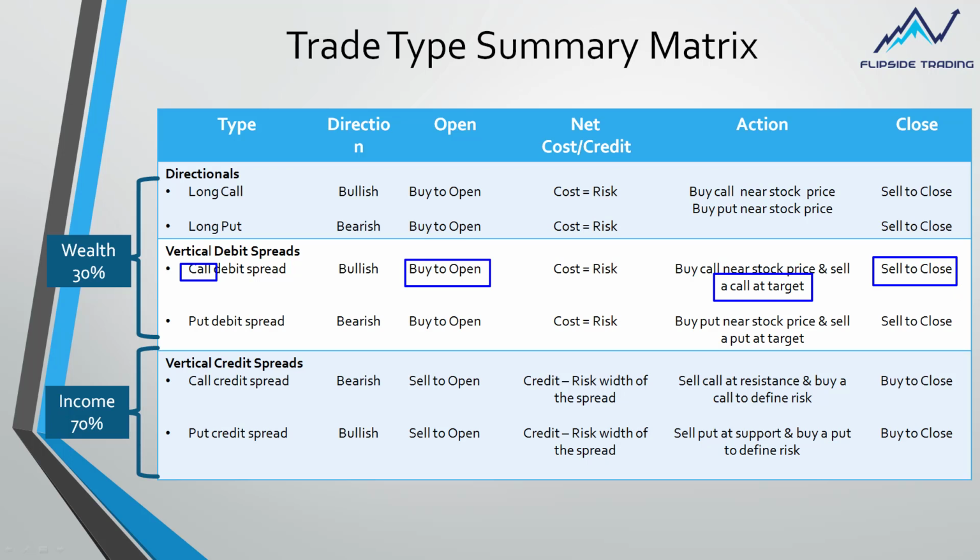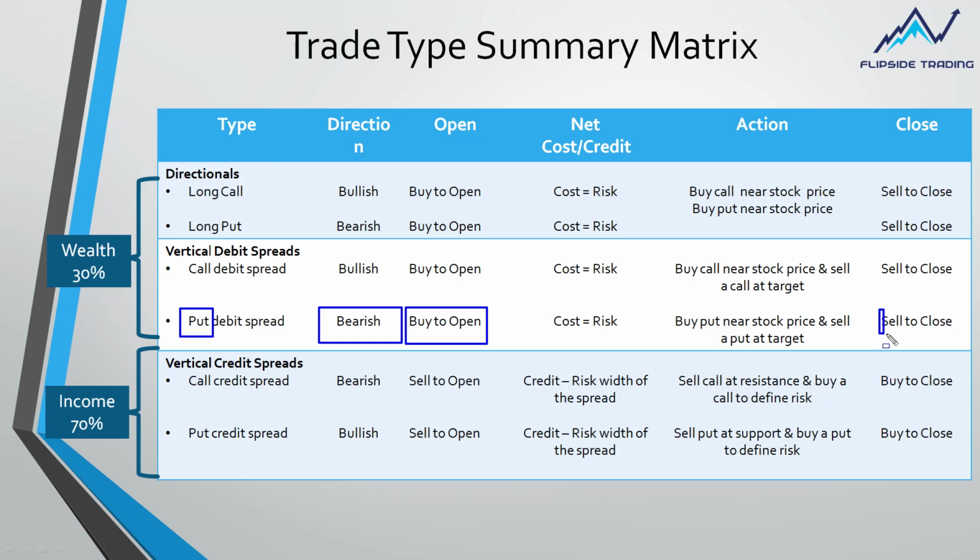Kind of the inverse here on the vertical spreads. Hey, we're going to buy something. We want to be short. So if we want to be short, we're going to buy a put. It's going to be bearish. If we buy it to open, we know we have to sell it to close. But we're going to reduce our risk and reduce our overall asset depreciation by also selling a put at the target. By doing that, we have a debit, and that net debit is our risk.